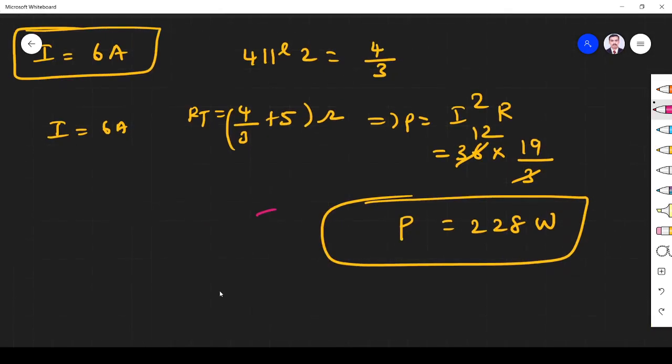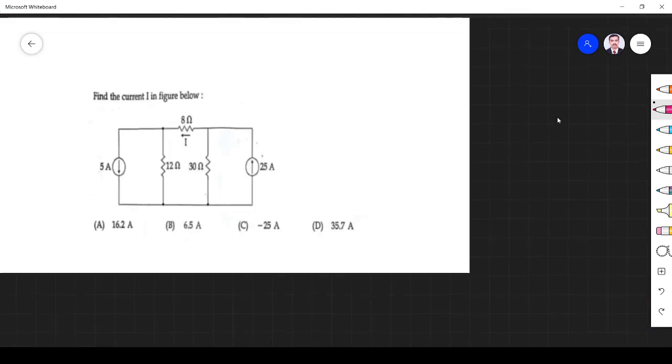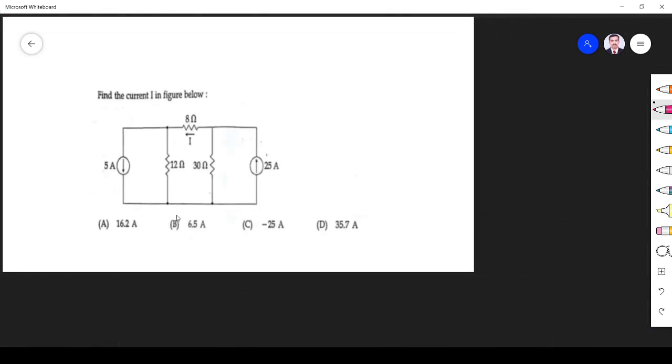Right. The next problem we will see. Find the current I in the given figure. So this is I, this current we have to find. Here you see current flows, here a current source, here also a current source. How can we find it?